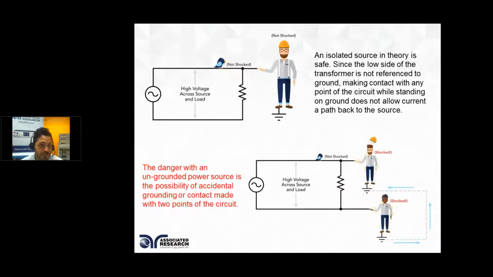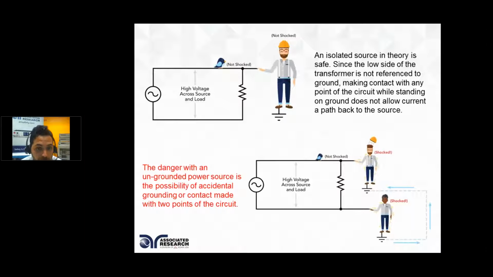Again, with this guy, he can contact either side, the high side or the low side. Since the low side of the transformer is not referenced to ground, making contact with any point of the circuit while standing on ground does not allow current a path back to the source. Now, these aren't 100% dummy proof, because the danger with an ungrounded power source, or a source not referenced to Earth, is the possibility of an accidental grounding or a contact made with two points of the circuit.